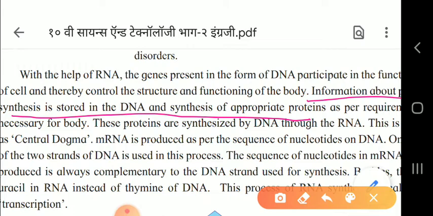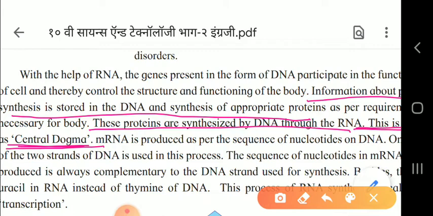Now these proteins are synthesized by DNA with the help of RNA. This is also an important point, and this is called the central dogma. This point is very important, so you have to learn what the central dogma is. I have already shown you the slide of how the central dogma works.